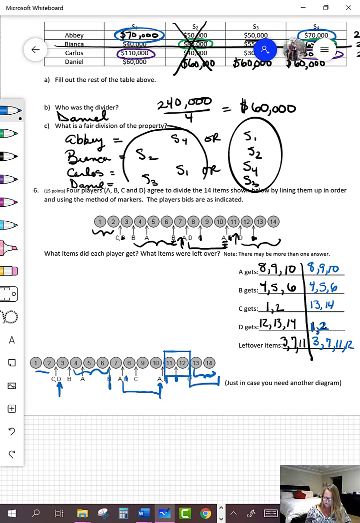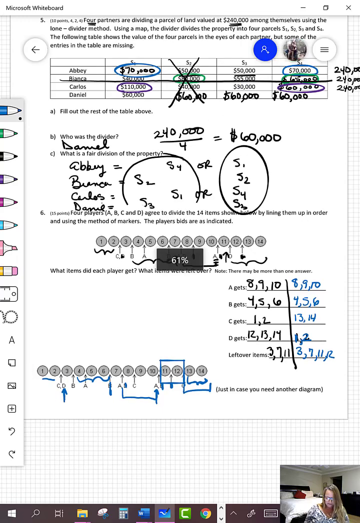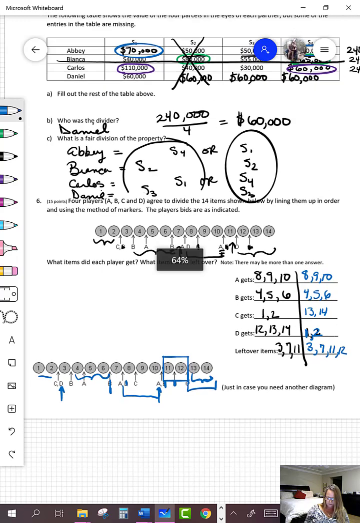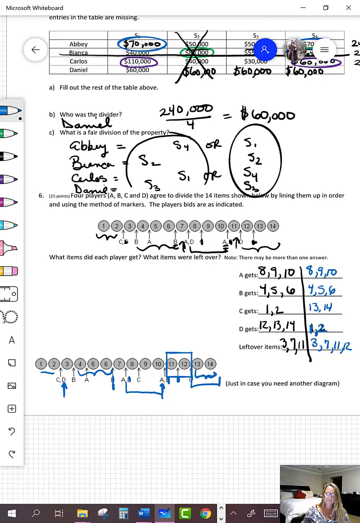Okay, so you should have either one of these case scenarios. And if so, and you kind of showed it, then give yourself full credit, 15 points. Okay, we have one more problem to go through.